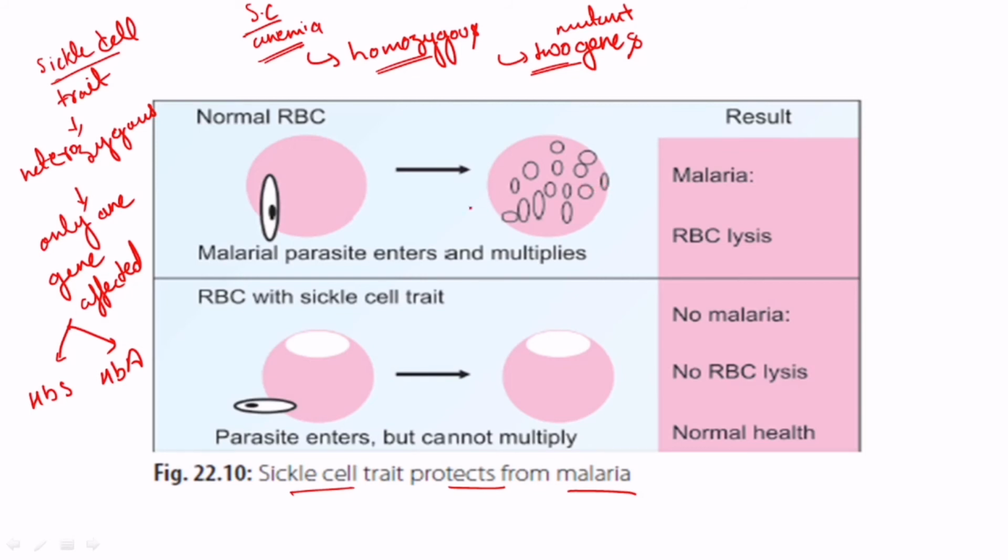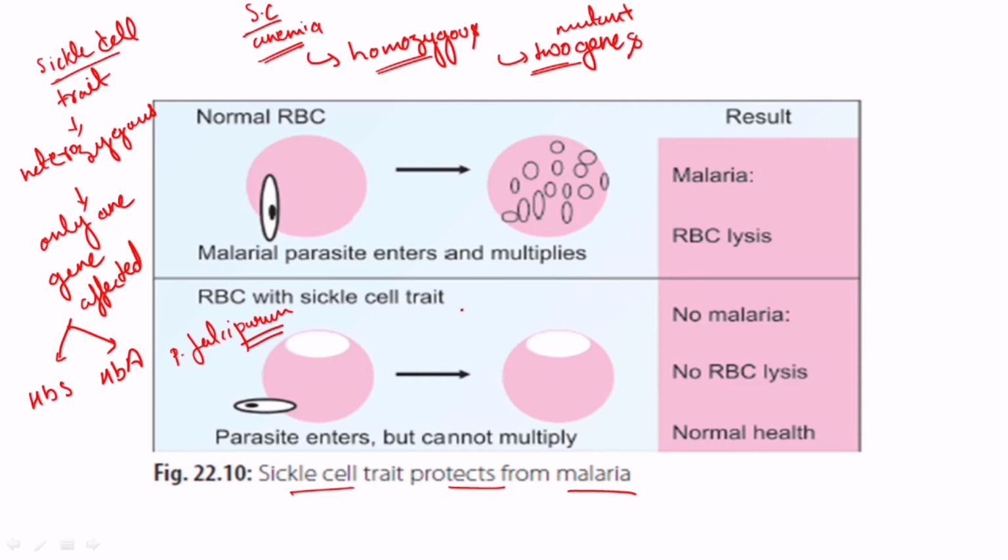But when I talk about the person with the sickle cell trait or the sickle cell anemia, what happens is whenever the malarial parasite, which is particularly caused by the Plasmodium falciparum, enters, the malarial parasite is unable to complete its lifespan.